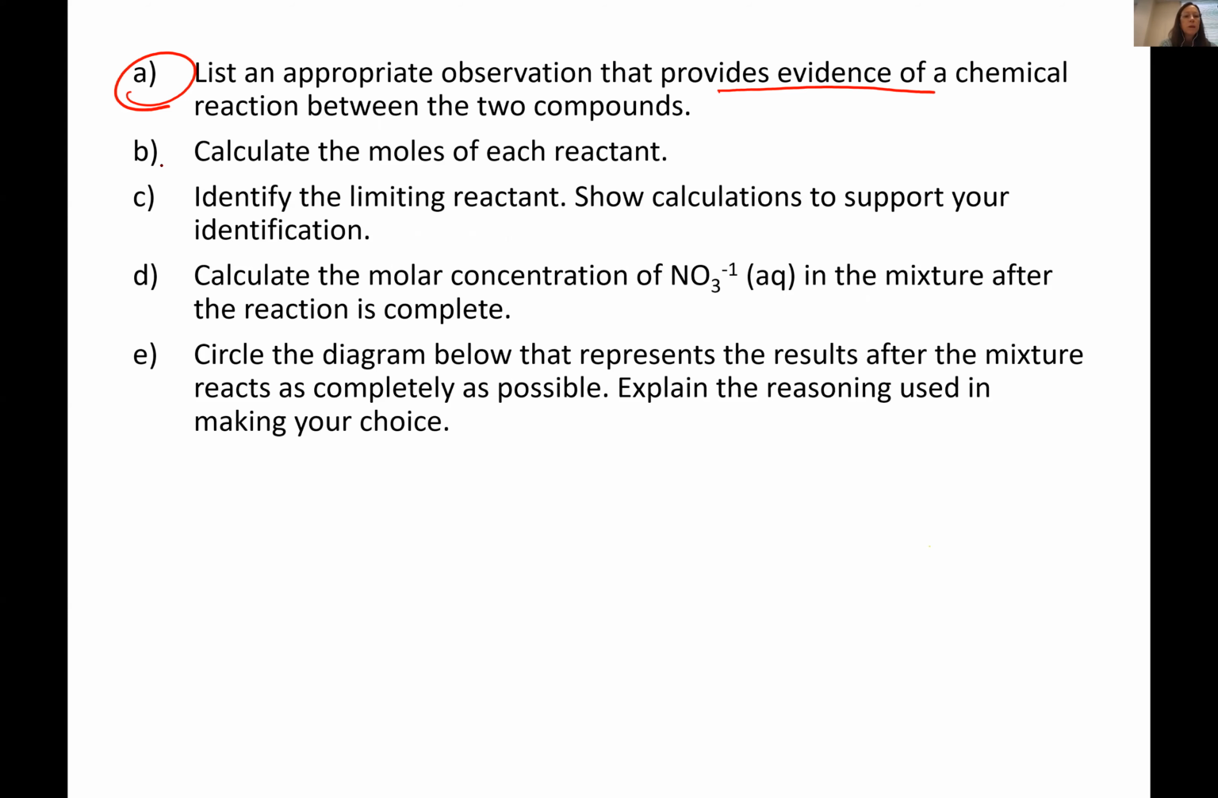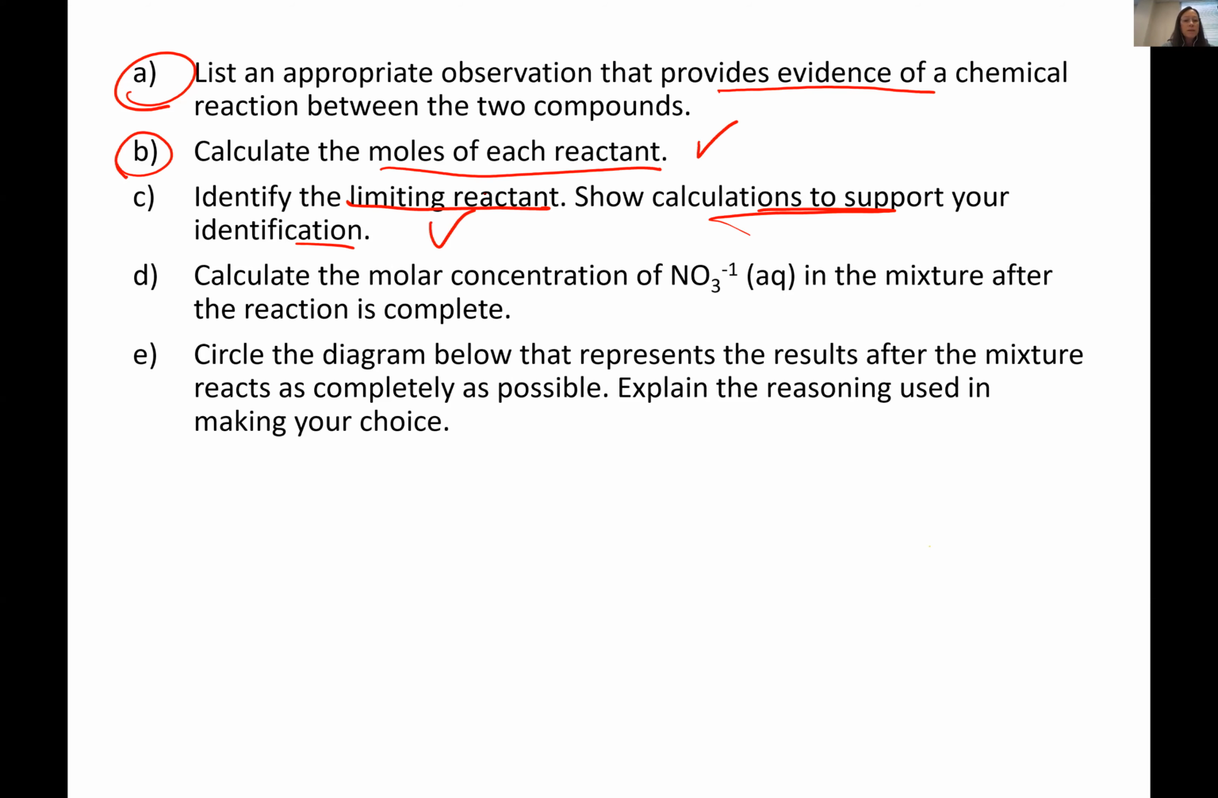But look at part B. Did we calculate the moles of each reactant? Check. We did that. We would have gotten a point for that. I think it was 1 point, maybe 2. Identify the limiting reactant. You guys did that right after you calculated your moles, and you showed calculations to support. By doing the table, you showed the calculations to support, so we got all of that credit right.